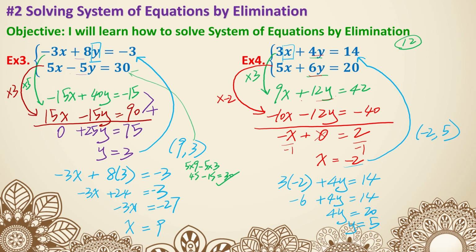Since I used the first equation to solve, I'm going to plug this answer into the second equation. So 5 times negative 2 plus 6 times 5. Since x is negative 2, y is 5, I just replace the x and the y. 5 times negative 2 is a negative 10. 6 times 5 is a 30. Add together, that is a 20. That means we have solved it right. And that is example 4, which is the last example for this lesson.